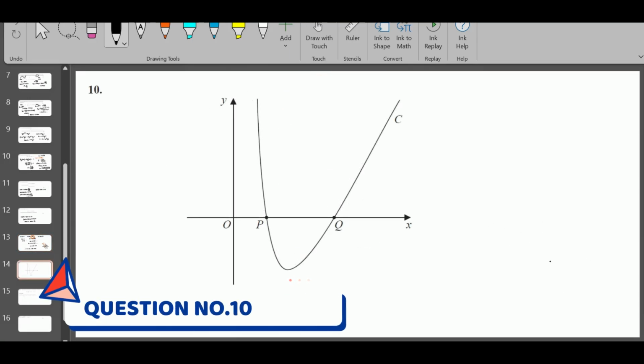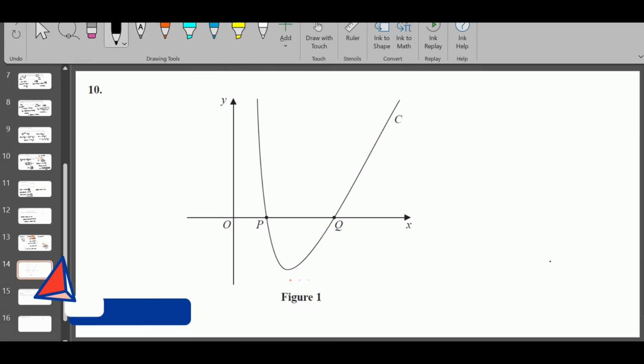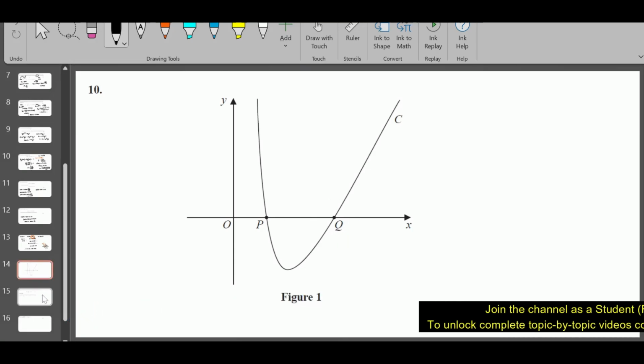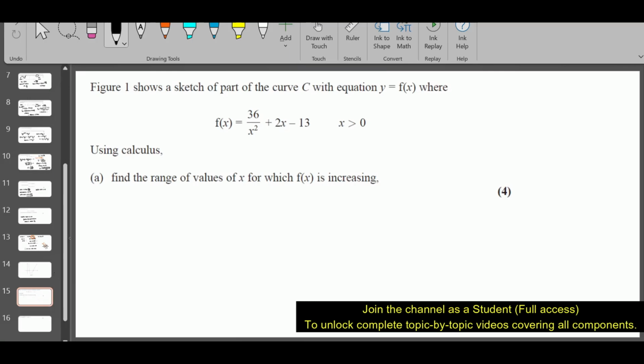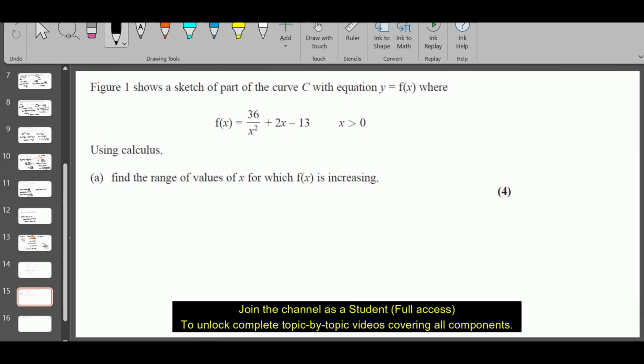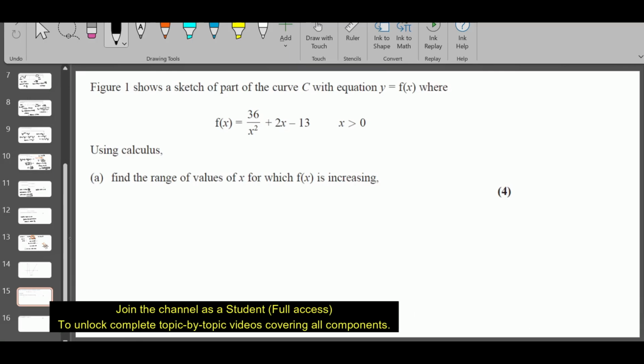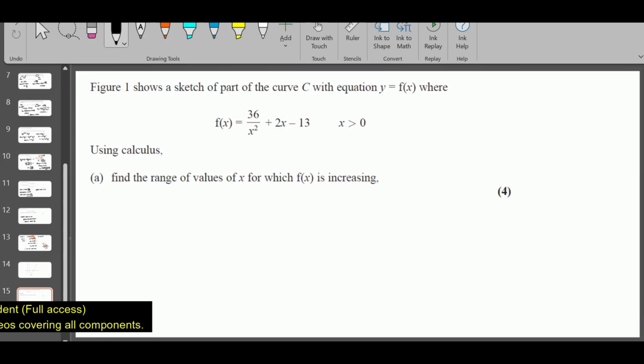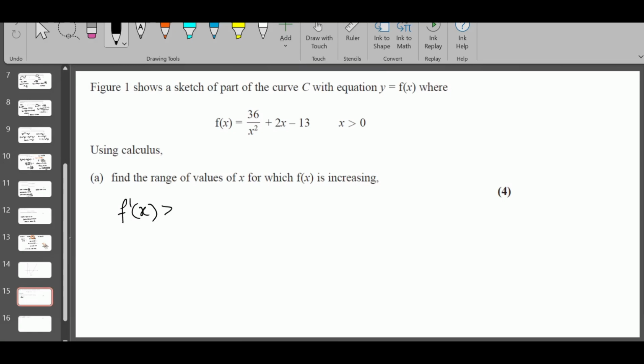Question number 10 now. We have a diagram given, a graph given with two x-intercepts P and Q. Let's read the question. Figure 1 shows a sketch of part of the curve C with this equation f of x. Using calculus, find the range of values for which the function is increasing. The condition for an increasing function is f dash of x is greater than or equal to 0. So you need to differentiate it.